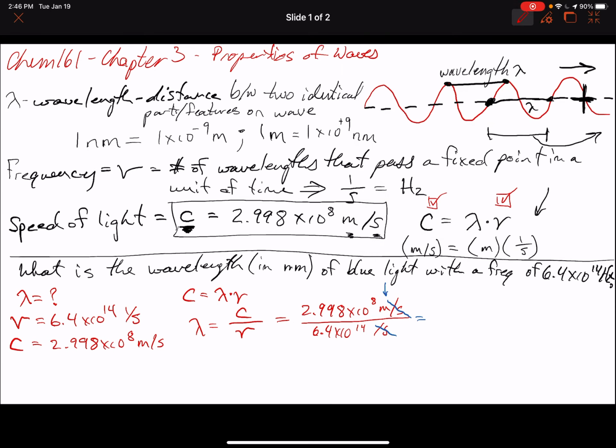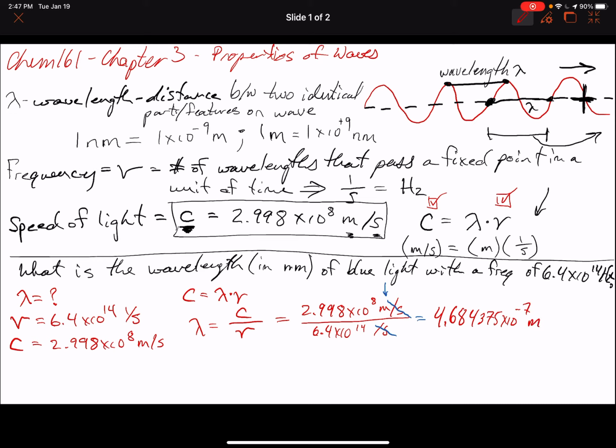And so we get about, doing this on our calculator, 2.998 double E8 divided by 6.4 E14. Here we get an answer that is 4.684375 times 10 to the power of minus 7 meters.